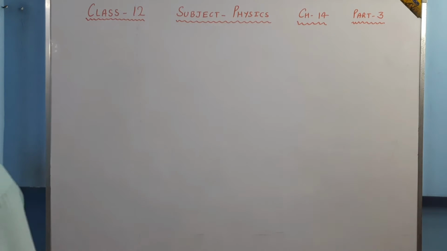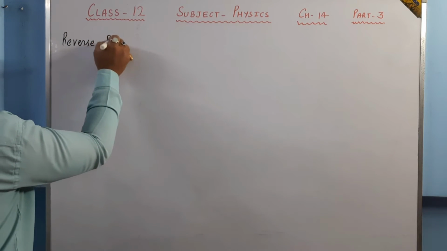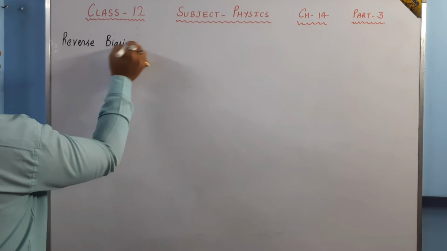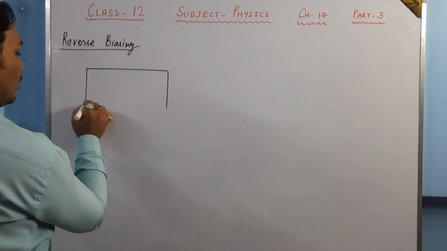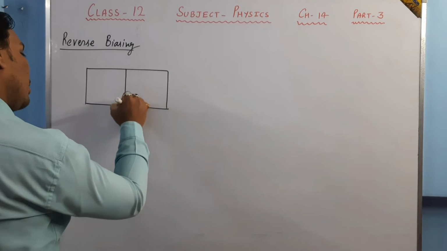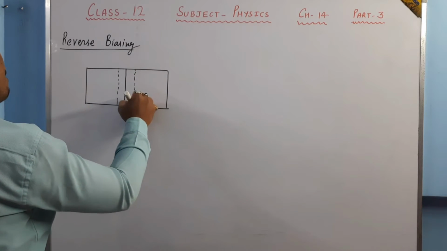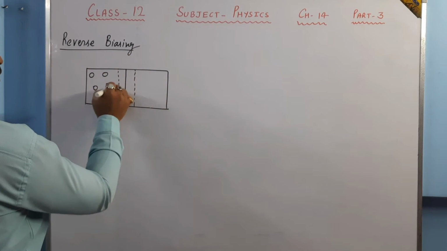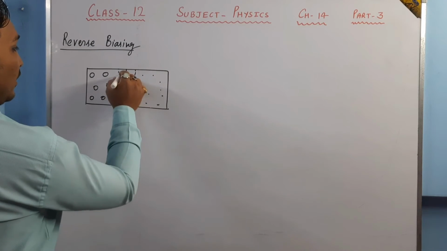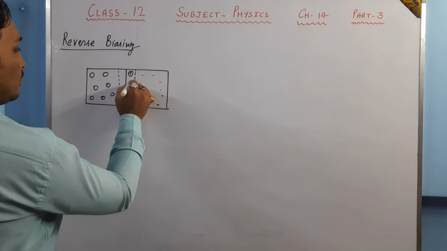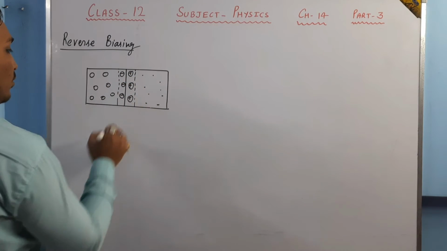Now let us continue with reverse biasing. In reverse biasing, what is happening? So this is your PN junction, this is the junction, this is the depletion region. Okay, here we have holes, here we have electrons, and on this side we have positive ions, and this side we have negative ions. This is an unbiased PN junction.